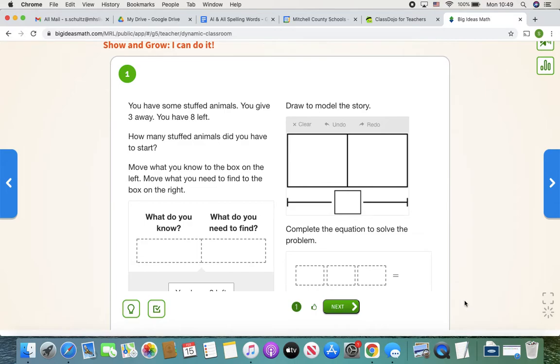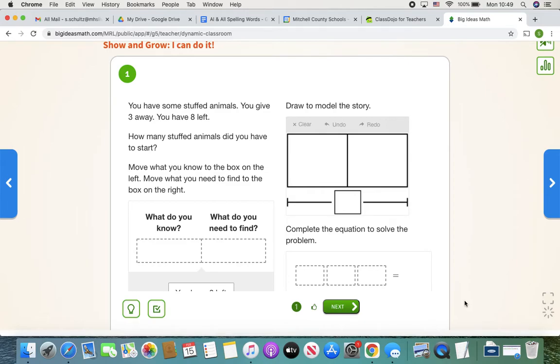Hi students, welcome to 5.7 in Big Ideas Math, and this is our last section in Chapter 5 in Big Ideas, so we'll test on all of Chapter 5 tomorrow. And if you have any questions about any sections in Chapter 5, feel free to contact me during my office hours. But let's go ahead and get started on 5.7.